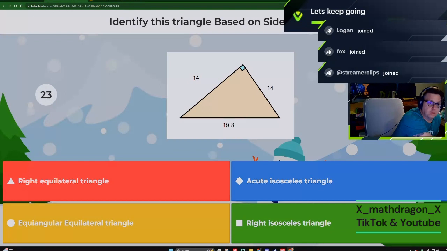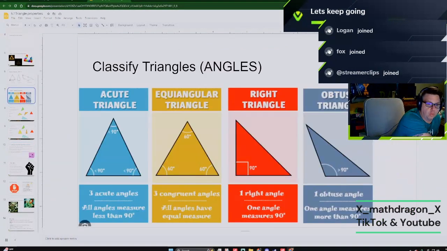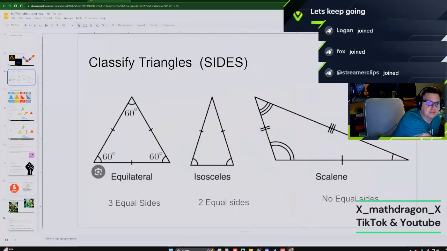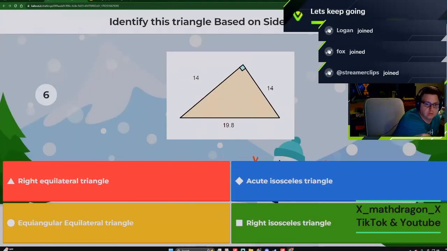All right, so first off, we have what kind of angle? This is our indicator. We have a right angle and two equal sides. So if we have a right angle and two equal sides, going back to here, we have a right isosceles triangle.